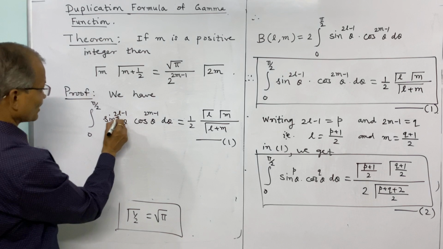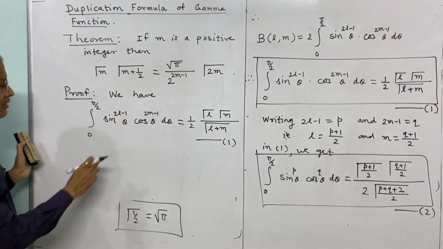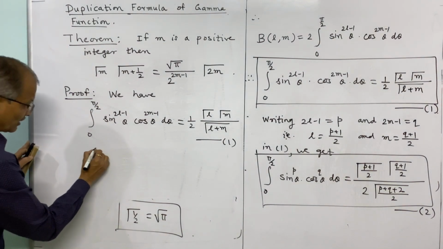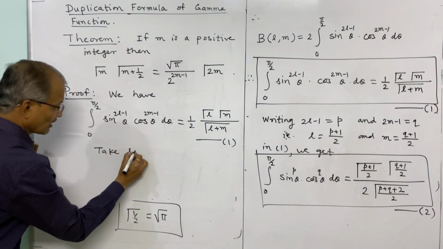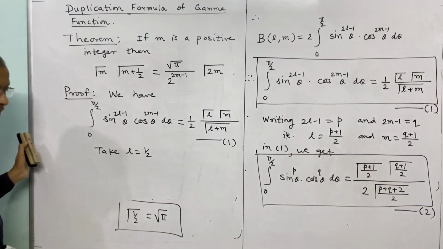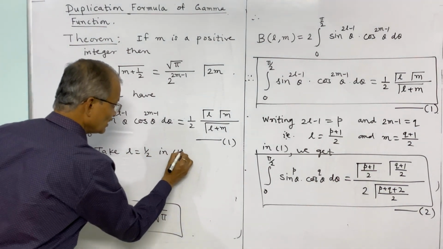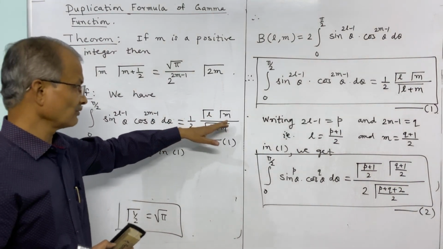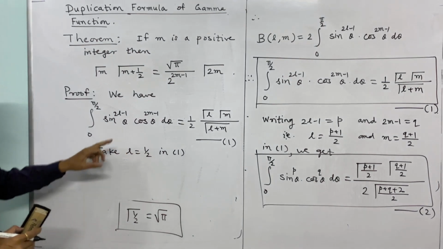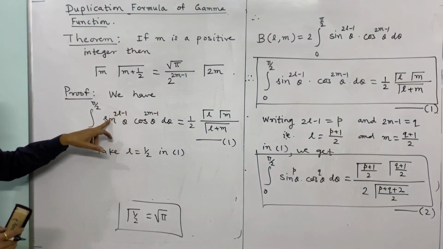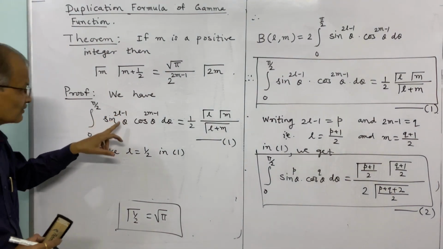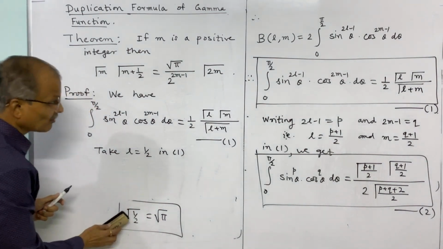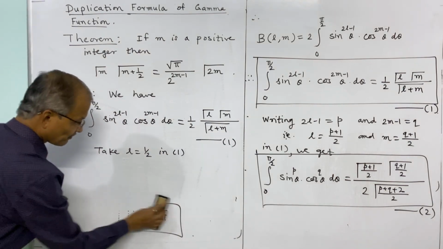So first we shall put 2l minus 1 is equal to 0, that is l is equal to half. So yes, take l is equal to half in 1. These are the parameters, and we can take at our choice, positive values. So l is taken as half in this result. So what this becomes is 0, and sine theta raised to 0 is 1. So therefore the integral only remains in terms of cos, and gamma of half here is root pi.